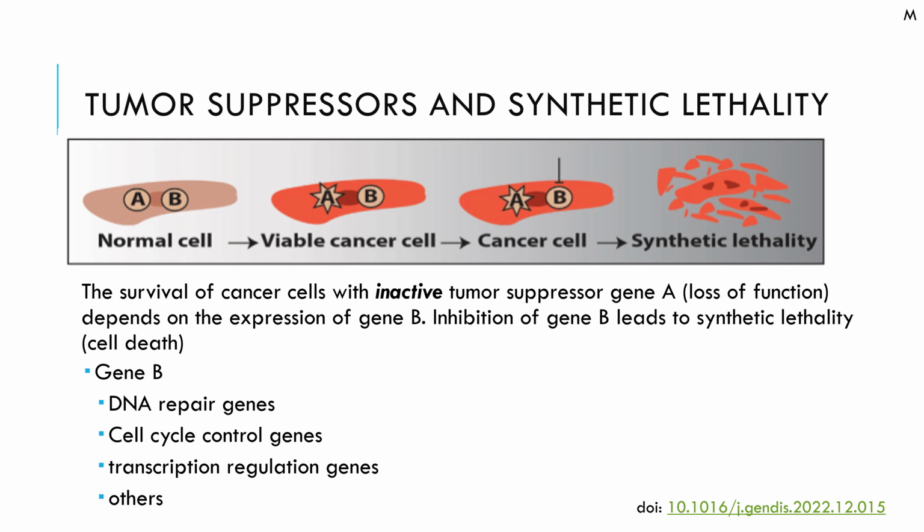The thing that was suppressing it, you're losing that. And its ability to do what it does depends on the expression of gene B. It has this kind of lateral dependency. So if you inhibit gene B, it leads to synthetic lethality. It kills the cell through this other process. So a little bit about gene B could be DNA repair genes, cell cycle control genes, transcription regulation genes, and others.